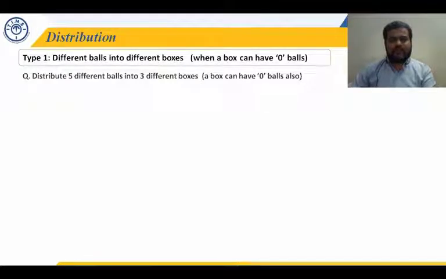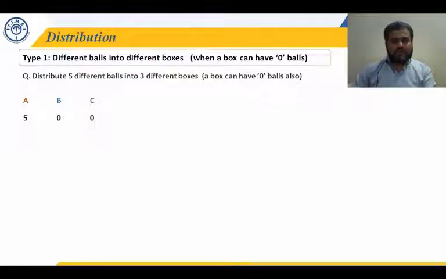So example, distribute 5 different balls into 3 different boxes. Box can have 0 balls also. So these are the 3 boxes. Let's represent them by A, B, C. I have used different color for the 3 boxes. So let us say one box is A, another box is B, and the third box is C. These are 3 different boxes.